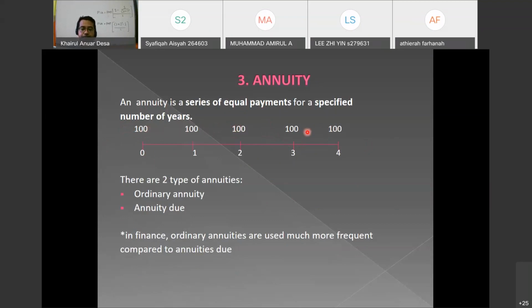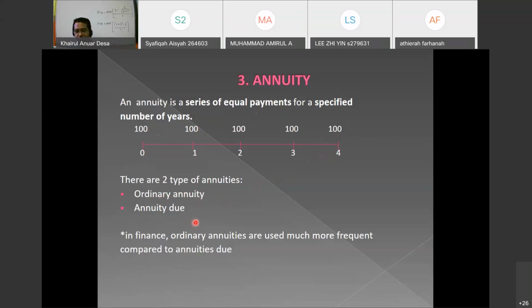It will repeat for a certain period of time, for a specified number of years. Here, we know already the limit of the year. So we know exactly the number of years involved in these situations. There are two types of annuity. Number one is the ordinary annuity, and the second one is the annuity due.